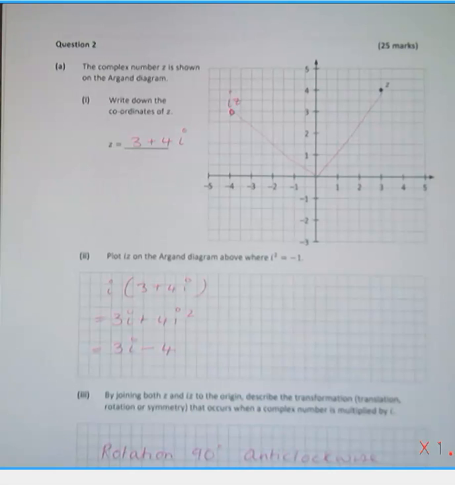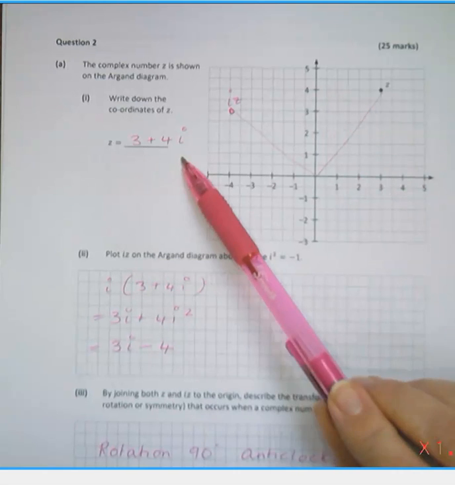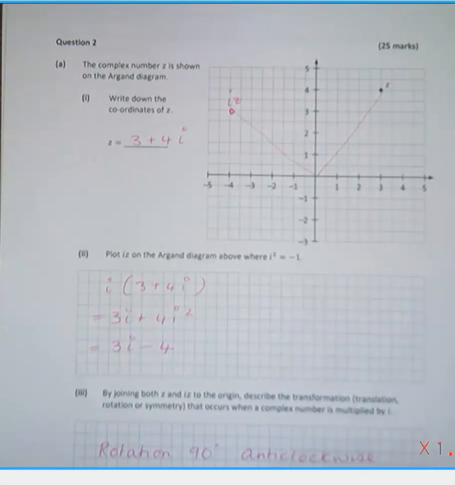Question 2 of the Examcraft 2018 mock was to do with complex numbers. Complex numbers, again, are definitely going to be on your exam, so make sure you know how to answer them. For this question, they have a point plotted and they ask you to work out its coordinates. So you drop down and you read the value. That is your real value. So you're getting 3, and you go across and you're getting a 4. So it's 3 plus 4i. So z is equal to 3 plus 4i.